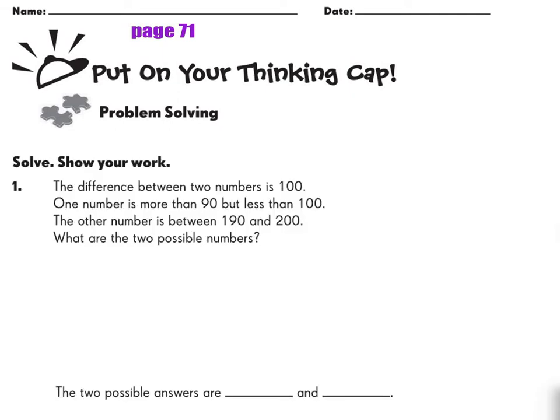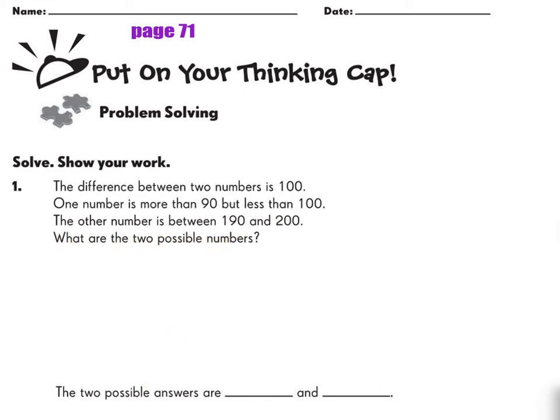Okay, problem number 1 says, the difference between two numbers is 100. One number is more than 90, but less than 100. That's our second clue. Here's our third clue. The other number is between 190 and 200. What are the two possible numbers?